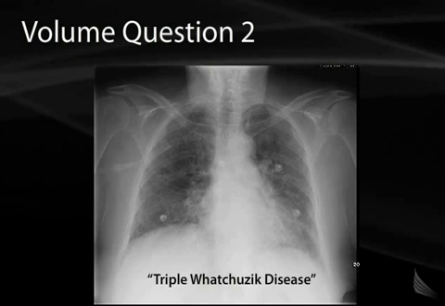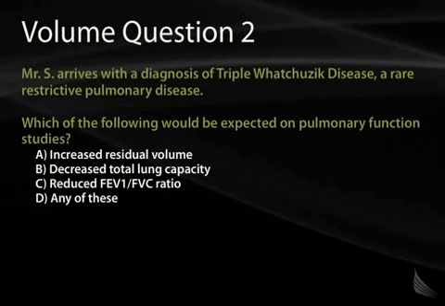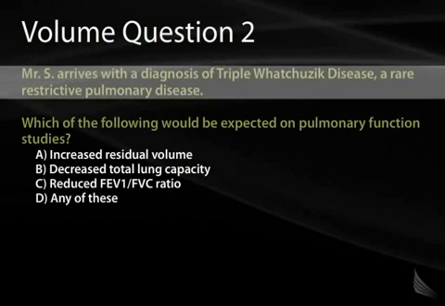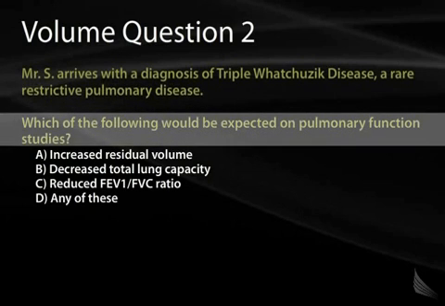Question 2, we've got a patient with triple Wojcicki disease. Mr. S arrives with a diagnosis of triple Wojcicki disease, a rare restrictive pulmonary disease. Which of the following would be expected on his pulmonary function studies? Increased residual volume. Usually we don't see high lung volumes in restrictive diseases. Decreased total lung capacity. We would expect a decreased total lung capacity in somebody like this with restrictive lung disease. So B looks like it's correct.